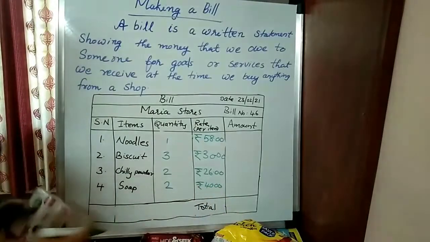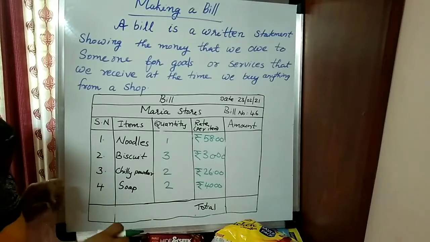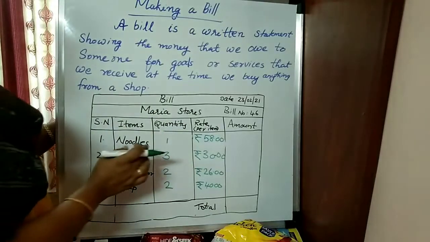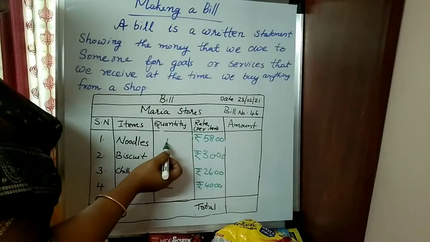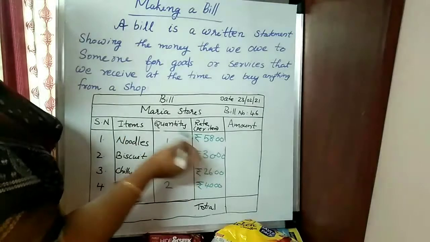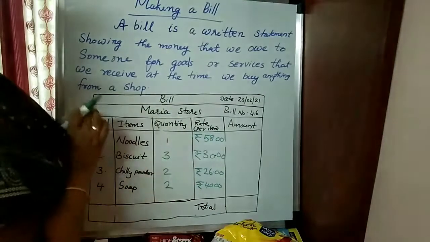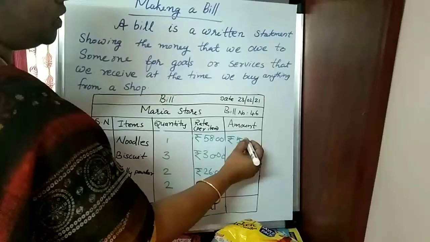Okay. Then what is our next step? The next step is to find the amount of these items. How will you find this amount? Here 1 packet of noodles is there. So 1 into 58. So what is the amount here? Rupees 58.